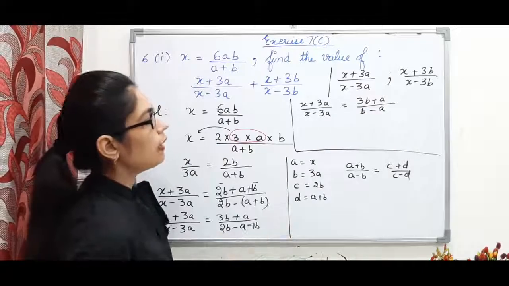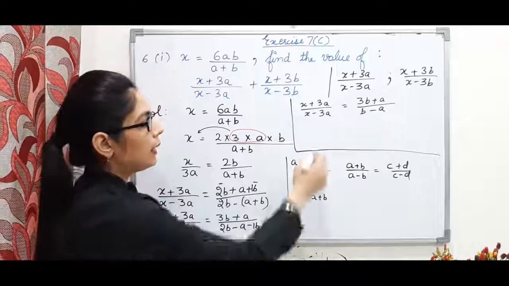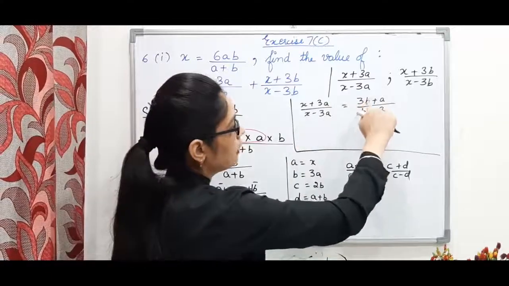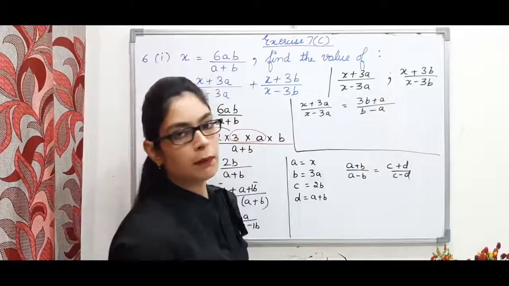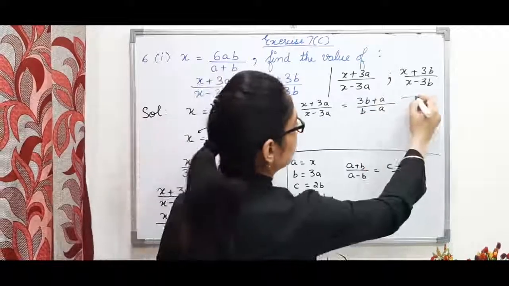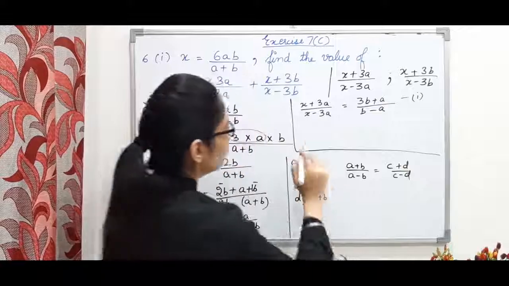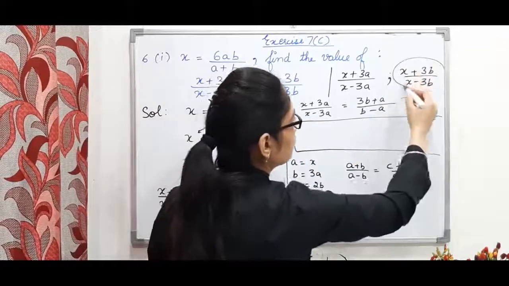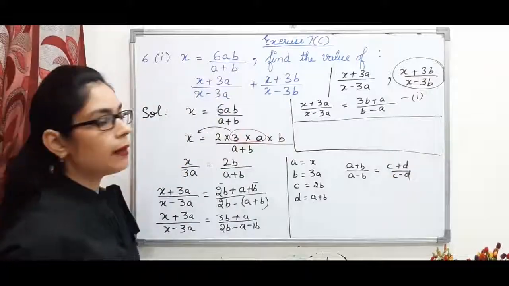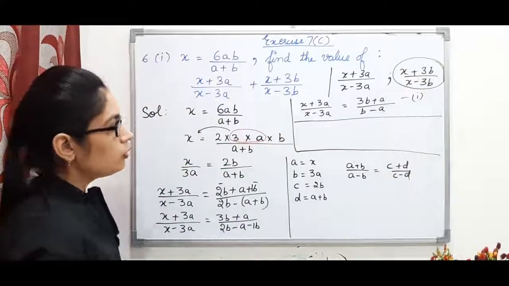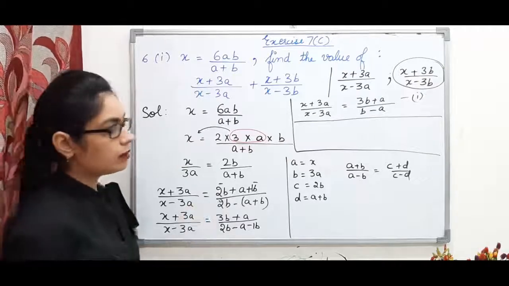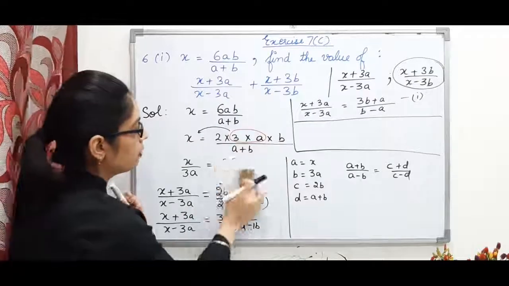Now I have got the value of x plus 3a by x minus 3a in terms of a and b. I got 3b plus a upon b minus a. So I can just mark it as 1. So this value we have found. Now let's find the value of this expression, x plus 3b by x minus 3b. So same way, from the starting itself we have to start from the given things. So this step will be the same.